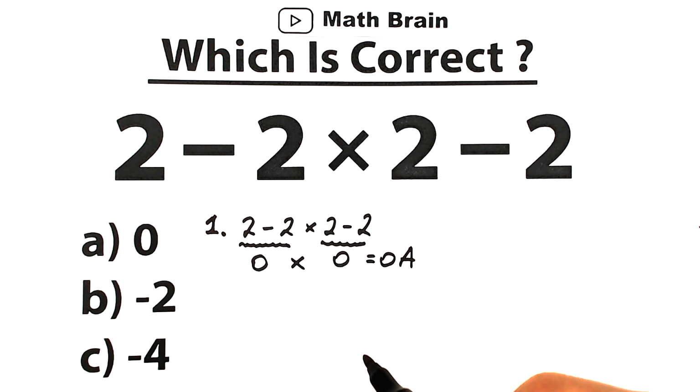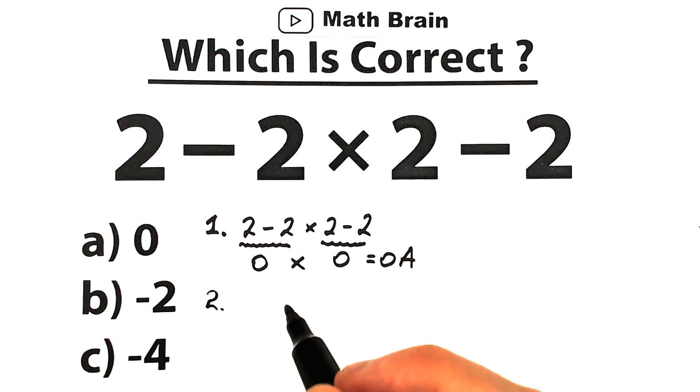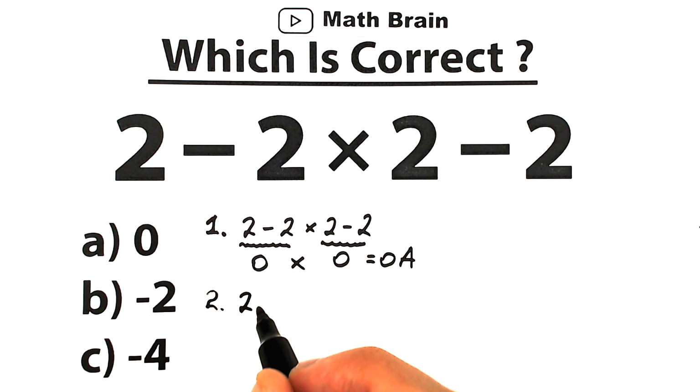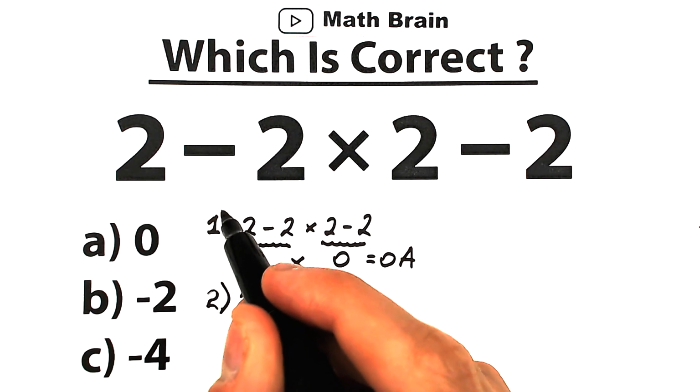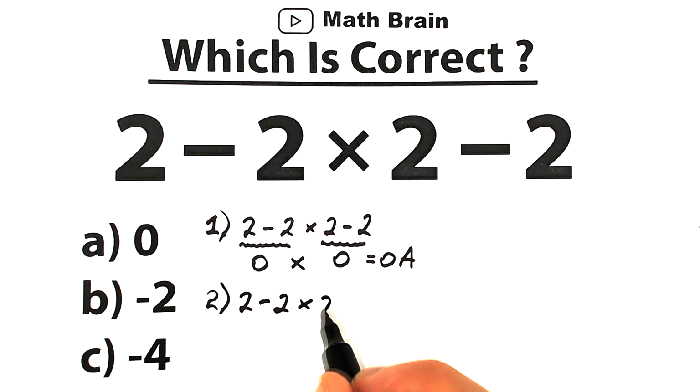But I want you to understand that in math we should know the correct order to do this problem, the correct property, the correct rule. In math we can't solve our question randomly or chaotically. For this second interpretation, this is our first interpretation and this is our second interpretation. Here's our question, 2 minus 2 times 2 minus 2.